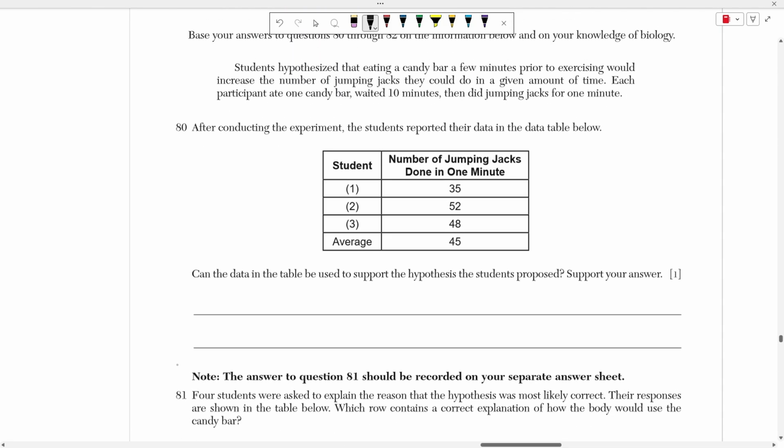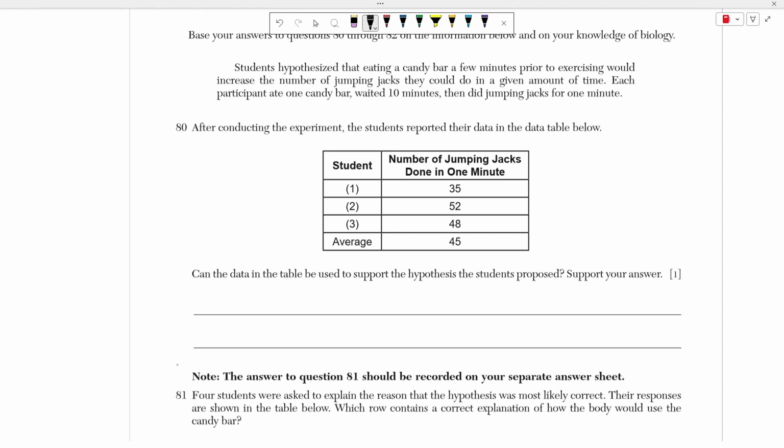So number 80 says that students hypothesized that eating a candy bar a few minutes prior to exercising would increase the number of jumping jacks they could do in a given amount of time. Each participant ate one candy bar, waited 10 minutes, and then did jumping jacks for 1 minute. So these guys are like, well, if I eat a candy bar, will I be better at jumping jacks? And then they get this data.